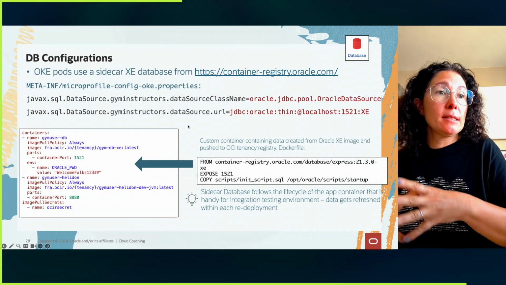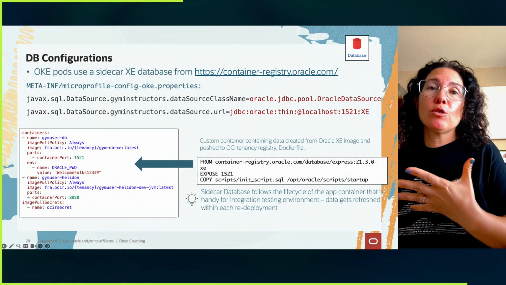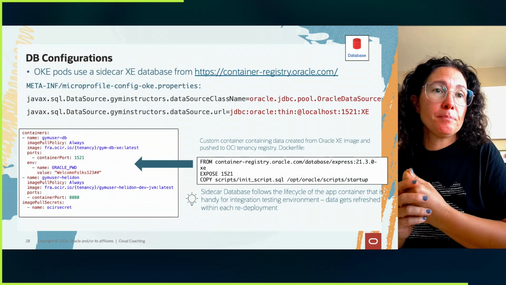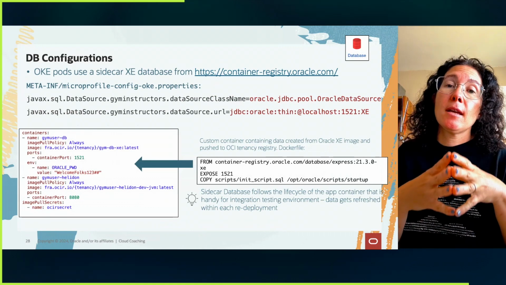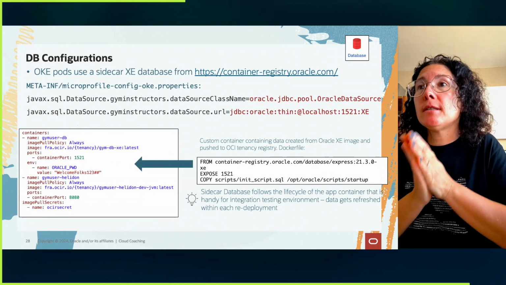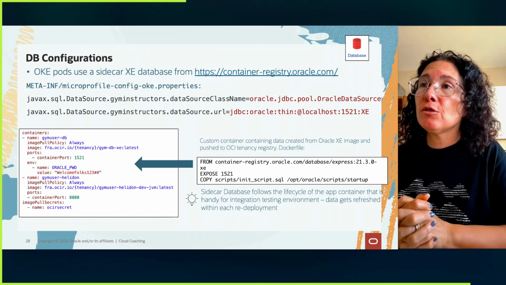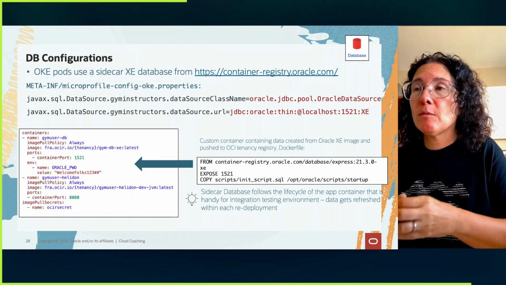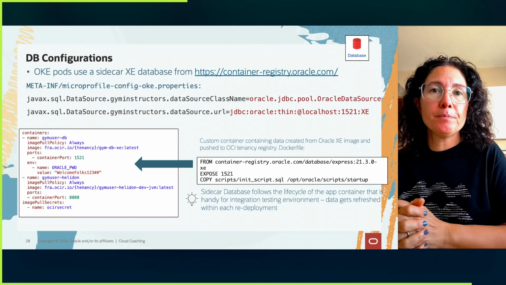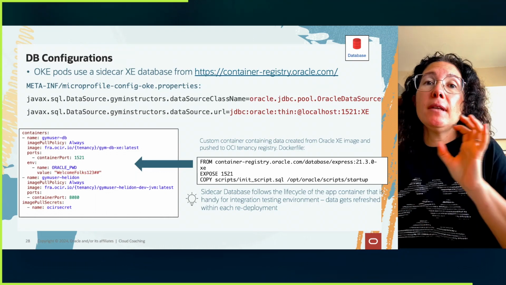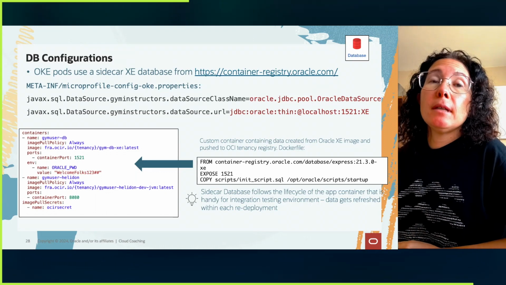And the cool thing is that the sidecar database follows the life cycle of the app. So we can have new data on the dev environment. And I will also show you how to do that with a custom image so that you don't have to do it yourself. Everything gets refreshed within each redeployment.